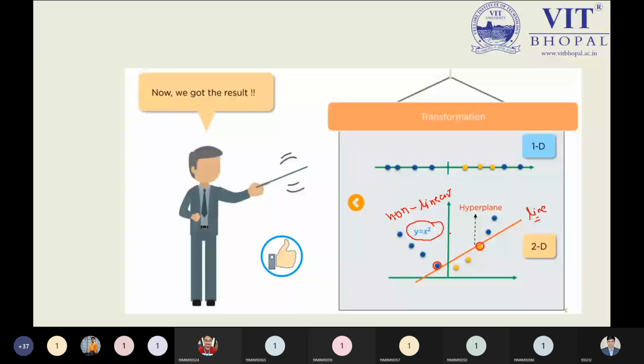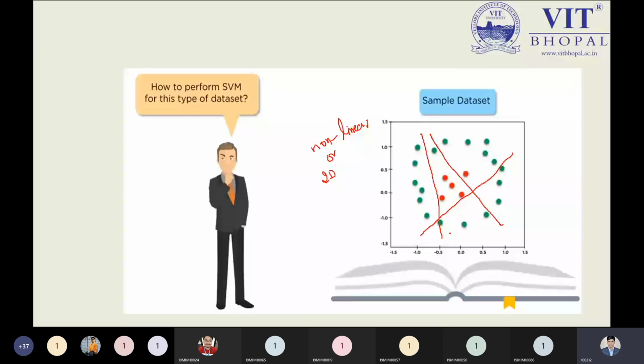Now, how do we perform SVM for this type of data set that is non-linear in 2D as well? Tell me, if I'm using three different lines for the hyperplane, line 1 is not possible, line 2 is not possible, line 3 I'm using, again I'm unable to use this data set in my SVM. At that time, how can I solve this problem? Can anyone tell me how I can solve this problem?